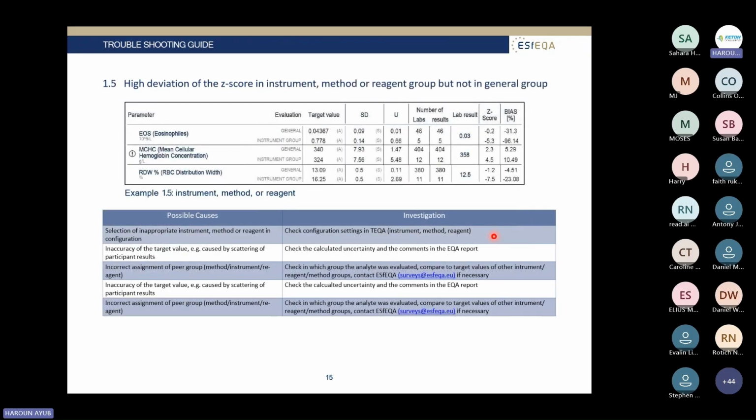So high deviations either in the instrument, method, or reagent. So you have all the three groupings having very high deviations. So we'll be checking the inappropriate instrument, method, or reagent configuration, inaccuracy of the target value, incorrect assignment of peer grouping or reagent.